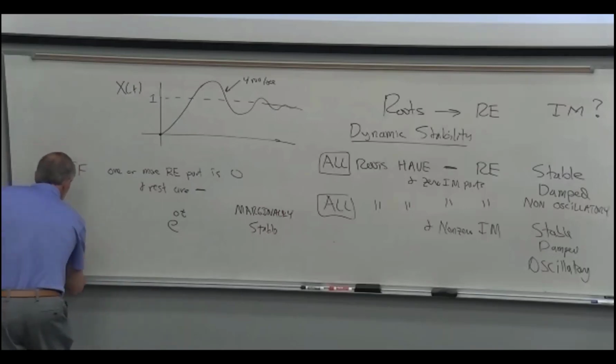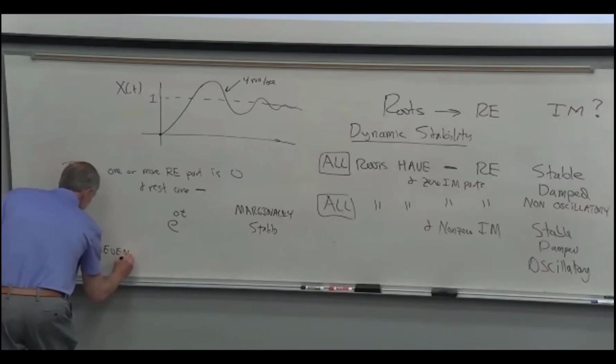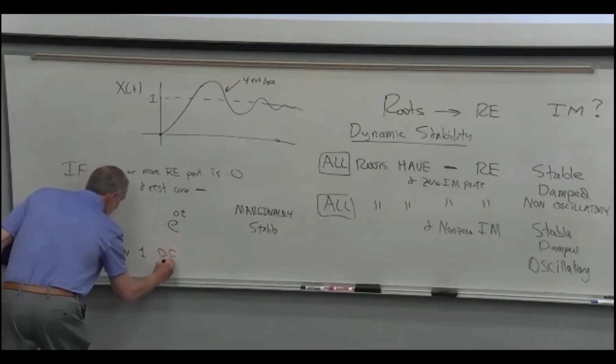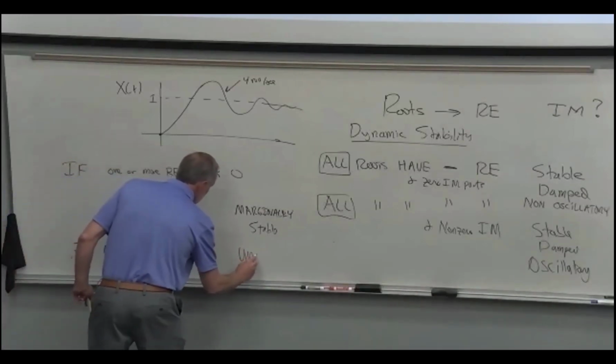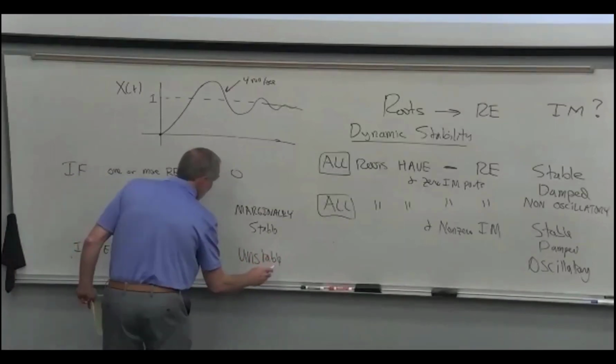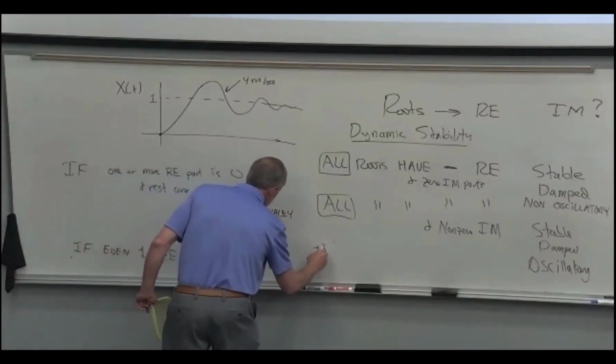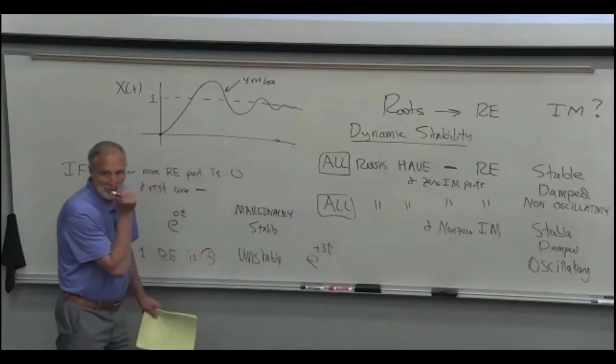And then if even one real part is positive, then it's unstable, because we have e to the plus 3t or something like that, and that blows up.